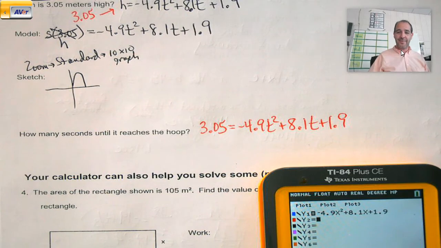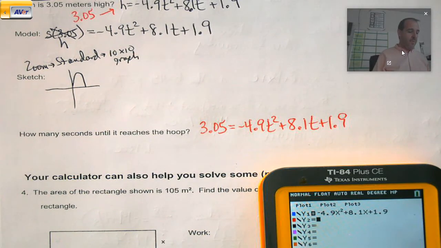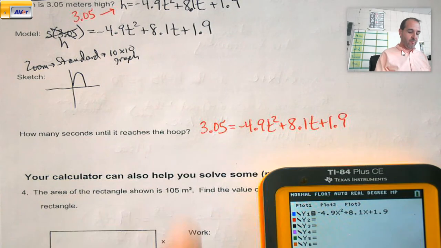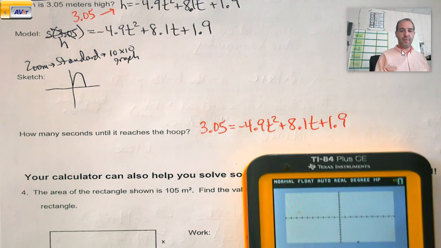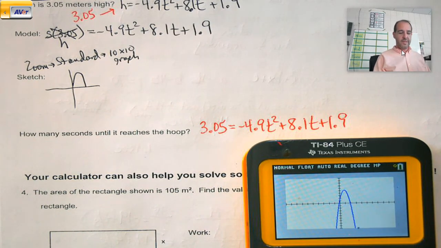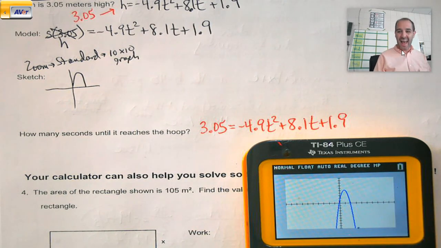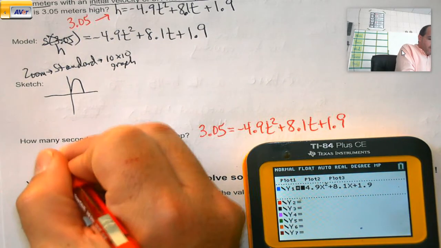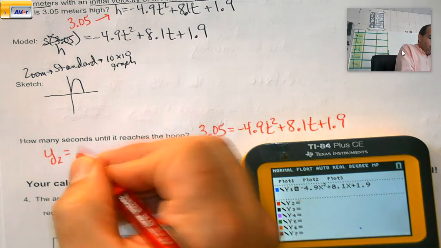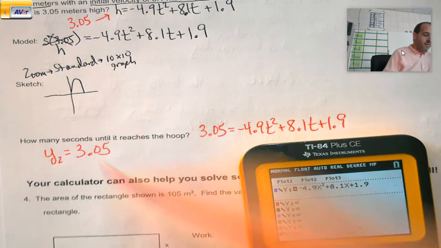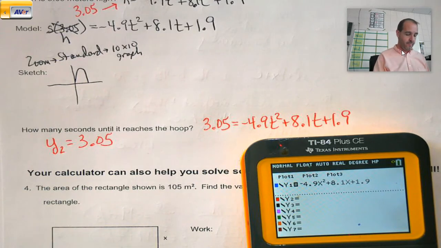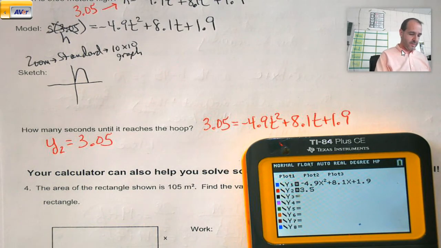Okay, so here we go. We were chatting about how am I going to figure out how many seconds until it reaches the hoop, because here's what I'm going to let you in on a secret. This graph, the vertex here, the maximum at the top, is not 3.05, okay? So here's what we're going to do. For Y2, we're going to type in the height that we're desiring. Okay, 3.05.